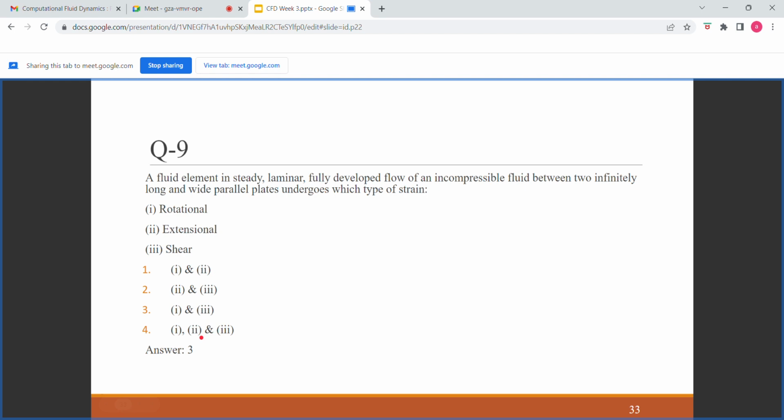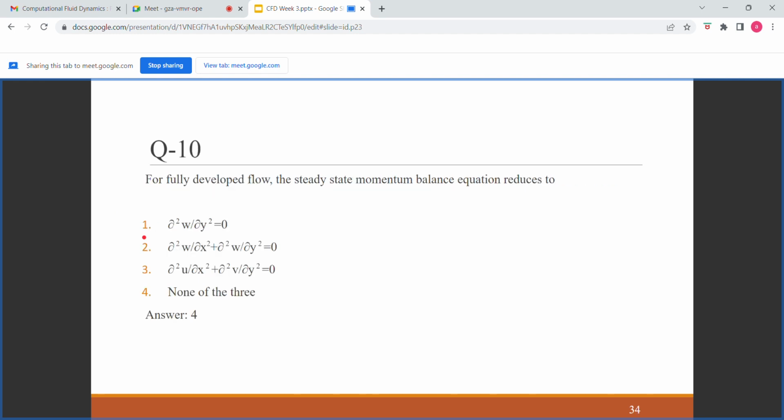In question 9 it was asked what type of strain a fluid element undergoes in a steady laminar fully developed flow of an incompressible fluid between two infinitely long and wide parallel plates. That would be undergoing rotational strain and shear strain, whereas extensional stress or strain is not happening in this system. So 1 and 3 is the right answer. For a fully developed flow, the steady state momentum balance equation reduces to, it is not, it would be constant. All other things are false. So the answer is none of the three.